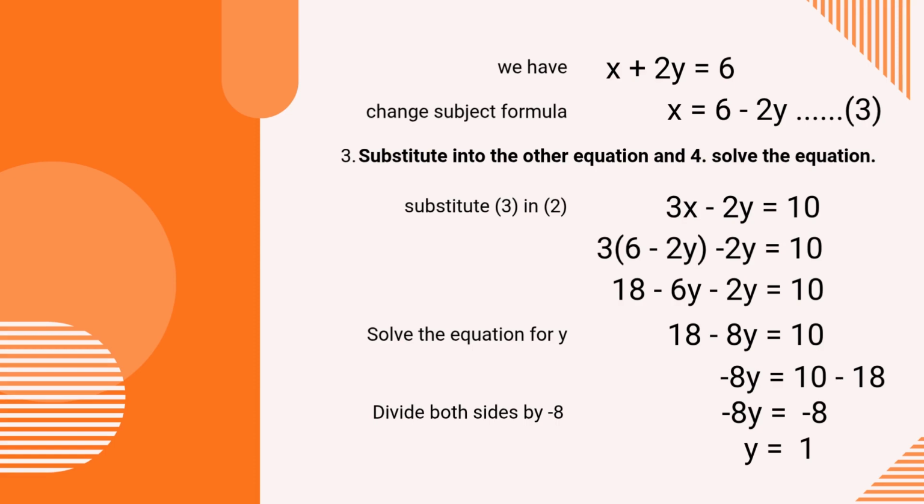You know when a value crosses the equality sign in mathematics, the sign changes. So that's why we have 18 carrying a negative value now. So we have minus 8y equals 10 minus 18. 10 minus 18 is minus 8. So we simply divide both sides by minus 8. Minus 8 will cancel minus 8 on both sides, which gives you y equals 1.